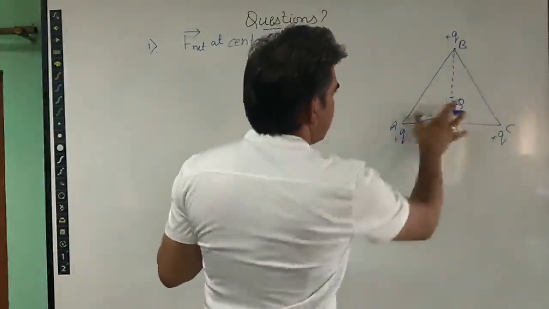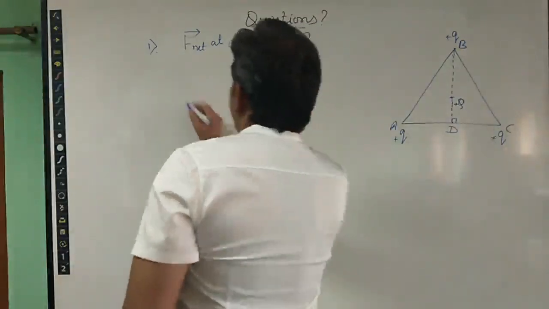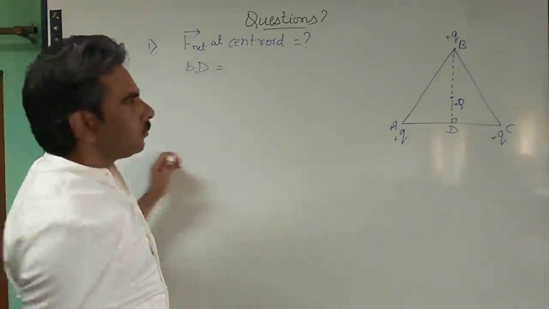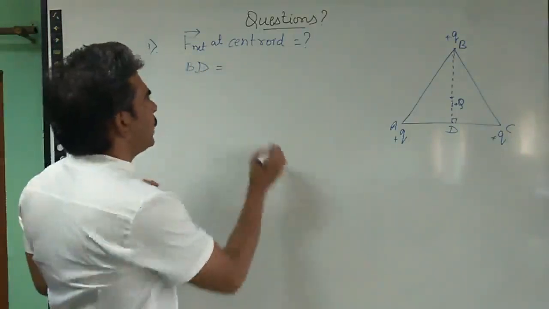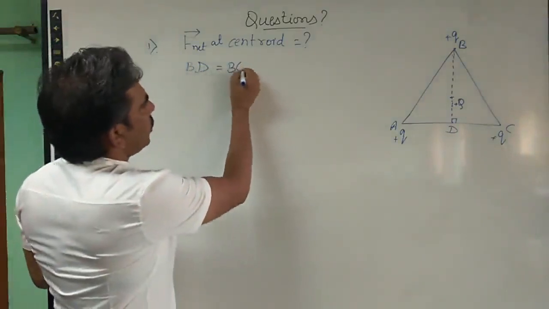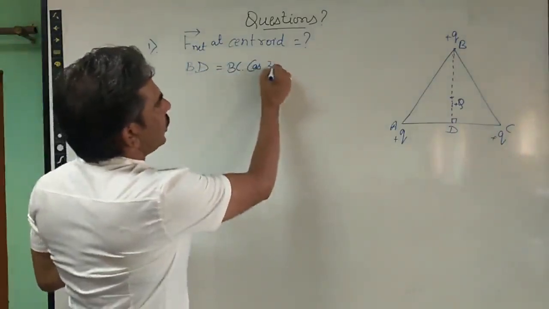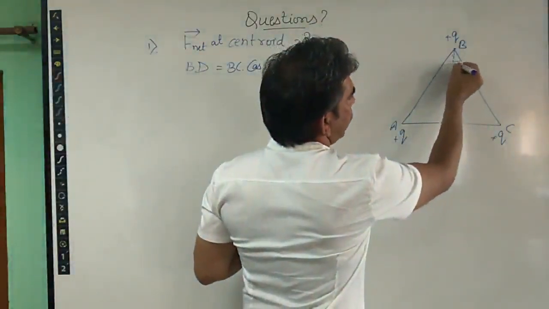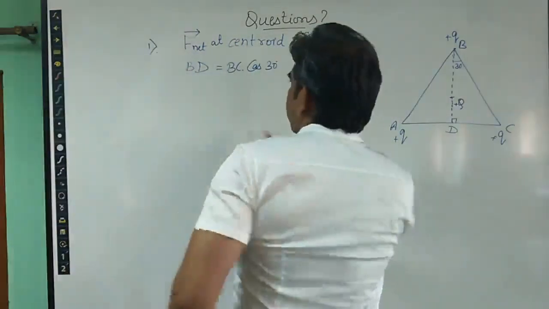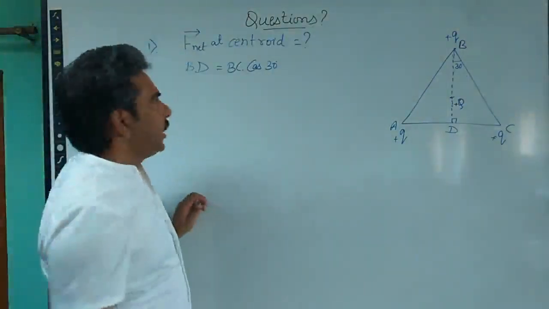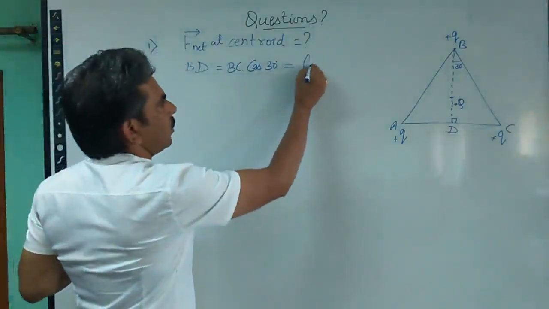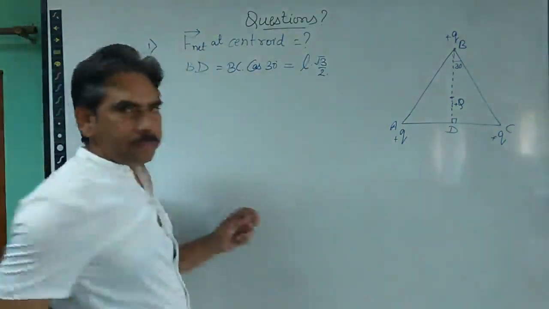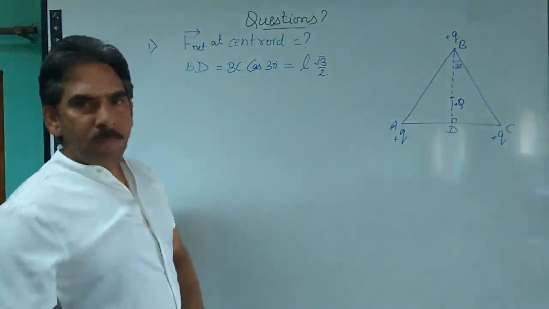So this BD, from this triangle BDC, from here BD just becomes equal to, according to Pythagoras theorem, we can write it as BC cos 30 degree, because whenever we draw the perpendicular, this angle was 60 degree, now it is divided into two equal parts, this is 30 degree. So this is BD. So BC is given to be L, into cos 30, which is equal to under root 3 by 2, right?